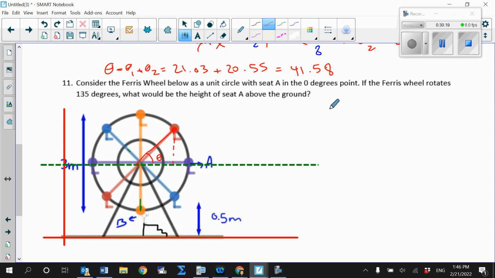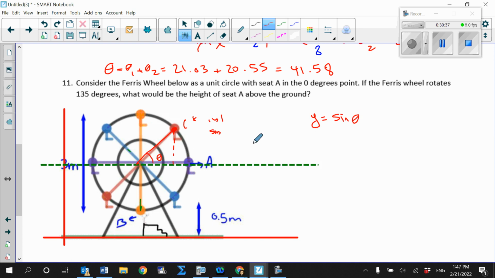And that's a sine function because height is going to be the y value of this point, and we have learned before that if we have x and y here, y is the sine of this angle. So the function is y equals sine of theta.